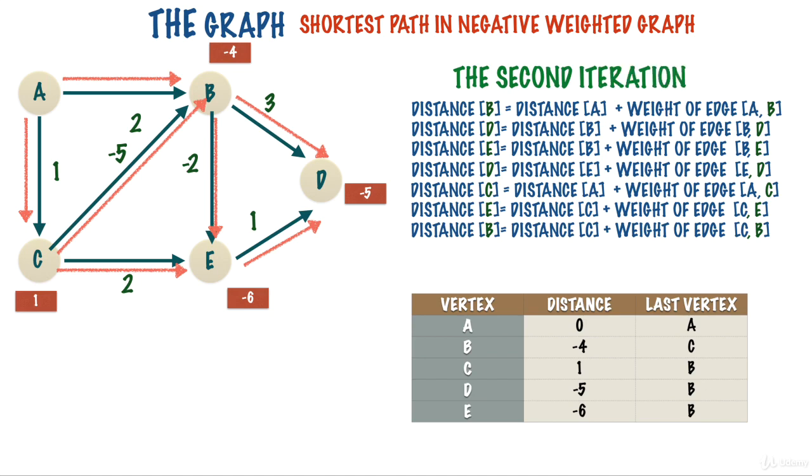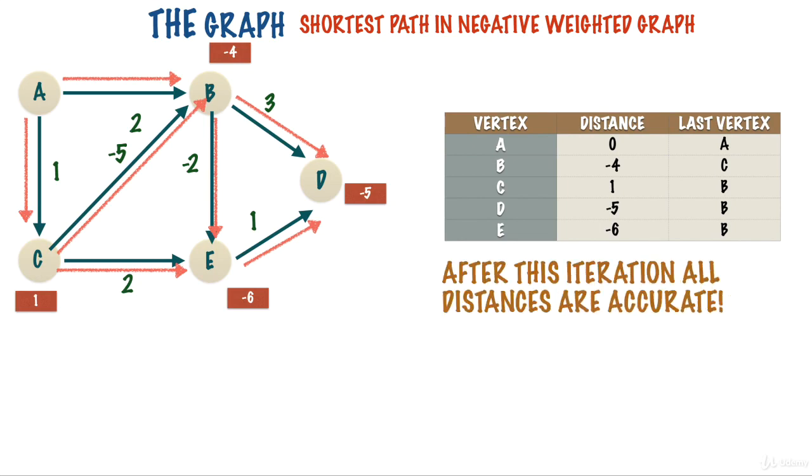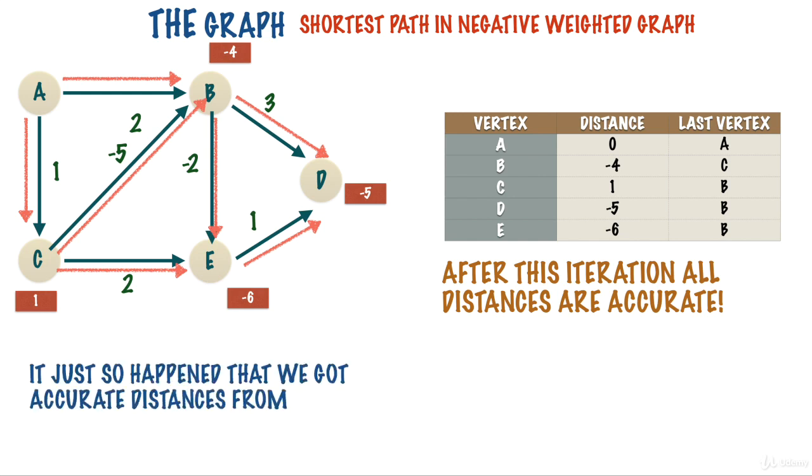So there it is. Here we have the distance table after the second iteration of relaxing all the edges in this graph. If you notice now, the distance to every vertex is accurate. After this iteration, all distances are accurate. It so happened that we got accurate distances for all vertices from source A with just 2 iterations. The graph is set up such that this was possible.